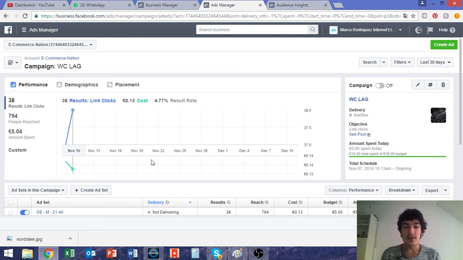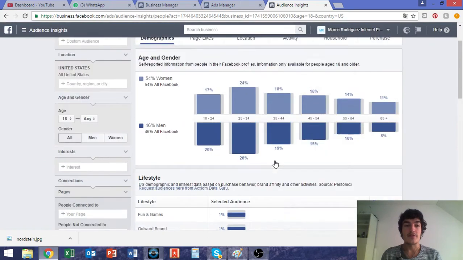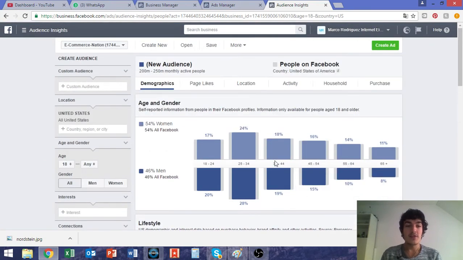Now, the second thing when it comes to scaling is the more interesting one and actually the more important one, because all Facebook ads at some point in time reach ad fatigue. This means any audience that there is at some point gets less effective or not effective at all.